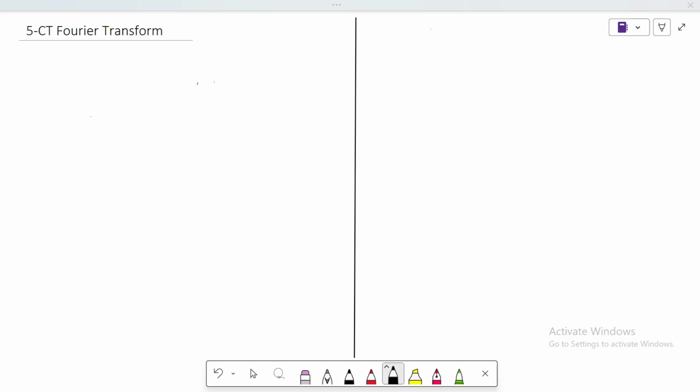So what is the purpose of the Fourier transform? In this subject, the main concept is converting the signal from the time domain to the frequency domain. That is the main concept. In Fourier series also, it is a conversion from time to frequency and frequency to time domain.